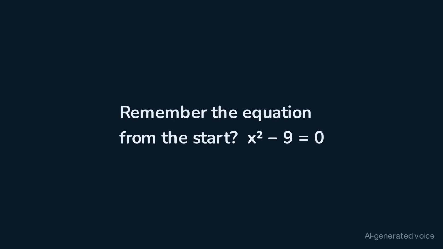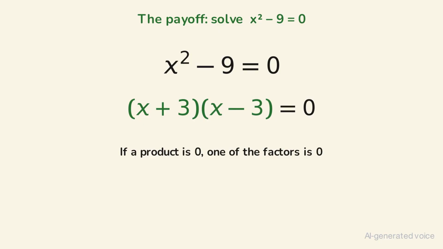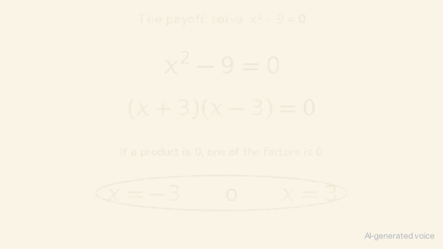And now, with all of this in hand, let's return to the promise from the start, that equation I asked you to keep. Here it is, x squared minus 9 equals 0. X squared minus 9 is a difference of squares, so it's (x plus 3) times (x minus 3) equals 0. And here's the key, if 2 things multiplied give 0, one of them must be 0. So either x plus 3 is 0 and x is minus 3, or x minus 3 is 0 and x is 3. We solved the equation by factoring in our head. That's the promise fulfilled.